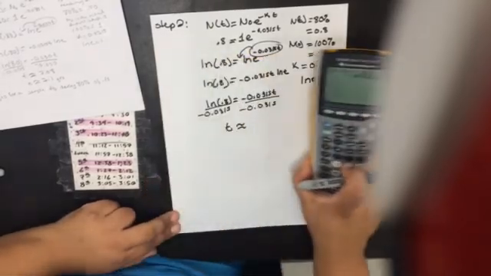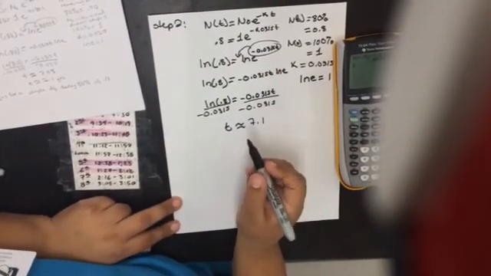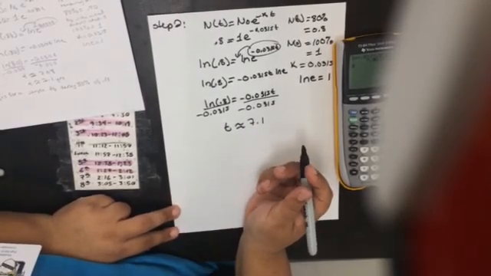And that's 7.1. So it will take 7.1 years for a sample to decay 80% of its original amount.